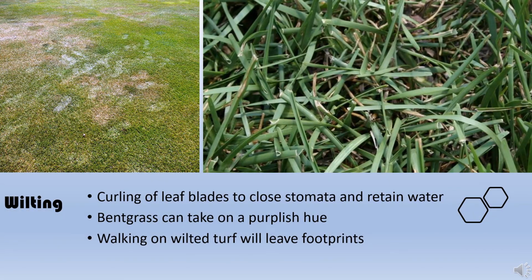I mentioned earlier that wilt is a symptom of drought stress. Wilt is the curling of leaf blades to close stomata and retain water. Bent grass can take on a purplish hue when it's wilting, and walking on wilted turf will leave footprints. So if you observe any of these symptoms, you definitely should take a soil core and confirm that these are dry spots and that you should be adding some additional water.